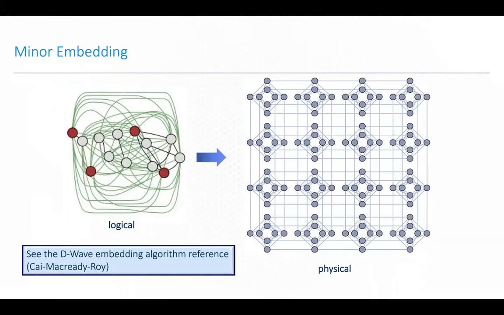D-Wave has introduced in 2014 an embedding algorithm. The authors were Macready and Roy, and it's provided there for your reference. There is a paper out there. If you want to get it, just type those 3 names right into Google right now and you can get it. Well, that is after you're done listening to us. But you get the idea.